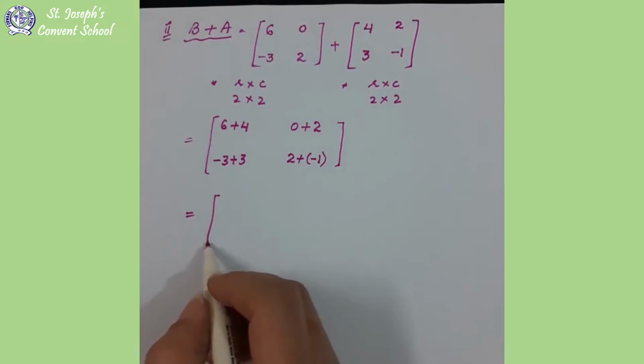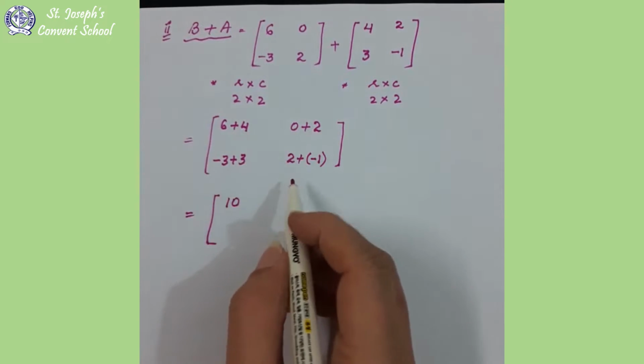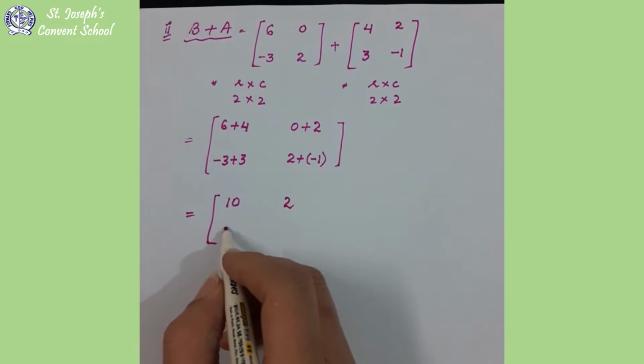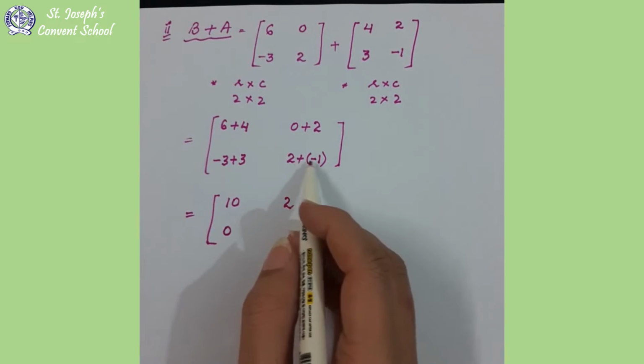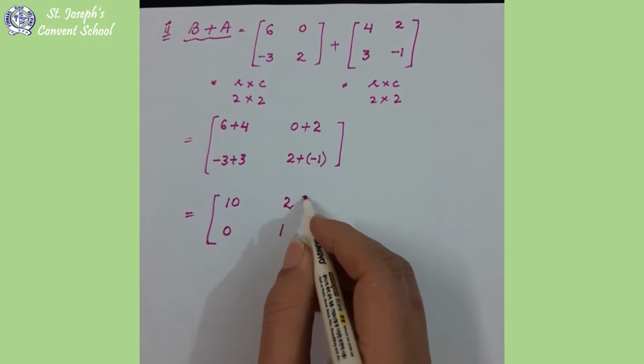6 plus 4 is 10. This is 10. 0 plus 2 is 2. -3 plus 3 is 0. And 2 plus into minus is minus. 2 minus 1 is 1.